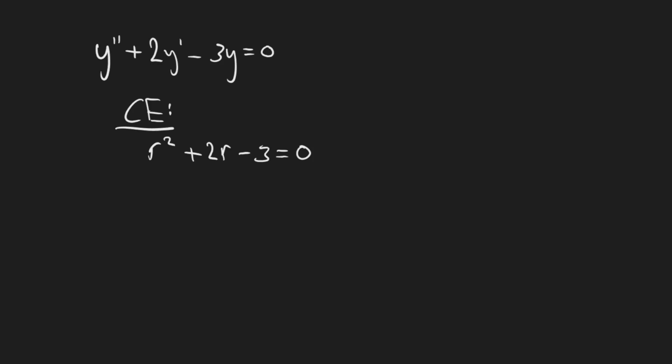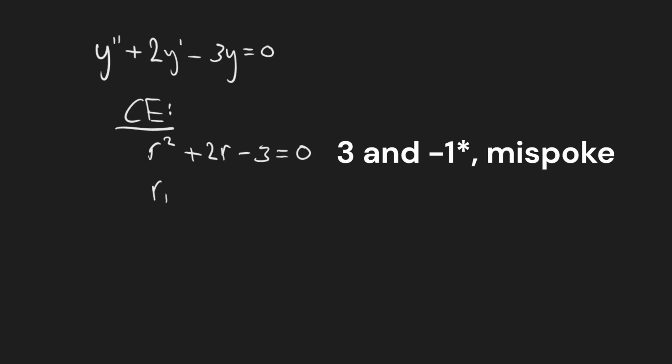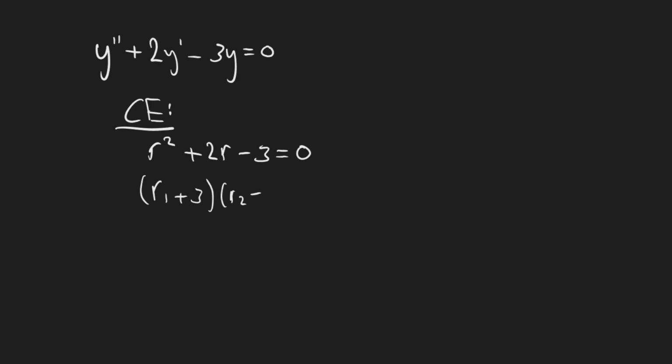And so let's see, we need two numbers that add to 2 and multiply to -3. Seems to me like 3 and 1 would do that. So let's just write (r1 + 3)(r2 - 1) equals 0. And this is just to denote the different roots, because we can already tell this is a distinct real root situation, which we called case 1 up above. And so we have two different real roots. And this is going to give us r1 equals -3 and r2 equals 1.